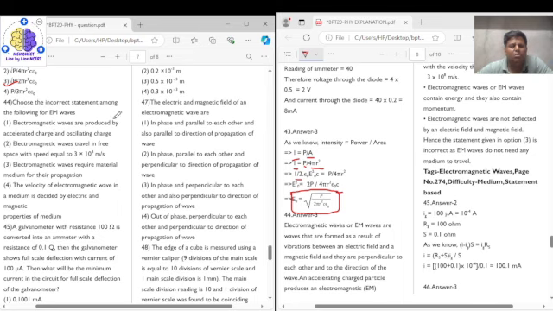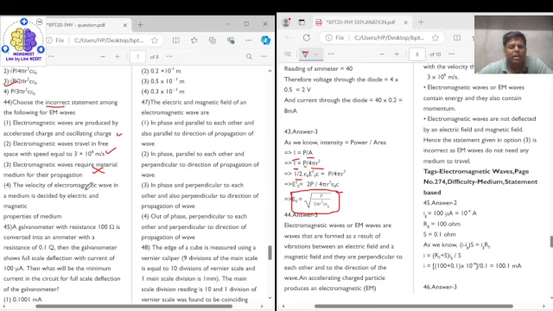Electromagnetic waves are produced by accelerating charge and isolating charge. Then they have to choose the incorrect one. Electromagnetic waves travel in free space at the speed of light, this is correct. Electromagnetic waves require a material medium? No, absolutely not, it is not needed for propagation.